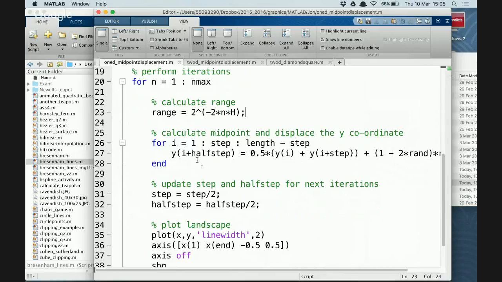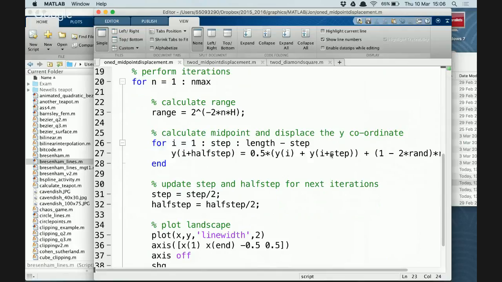Okay, and then I calculate the y value. So yi plus a half step. Okay, so that's the middle point. 0.5 times yi plus step. So let's say i is 1, i plus step will be 33. So that's my start point and my end point. Average them, add them together, divide by 2, or add them together and times by half.